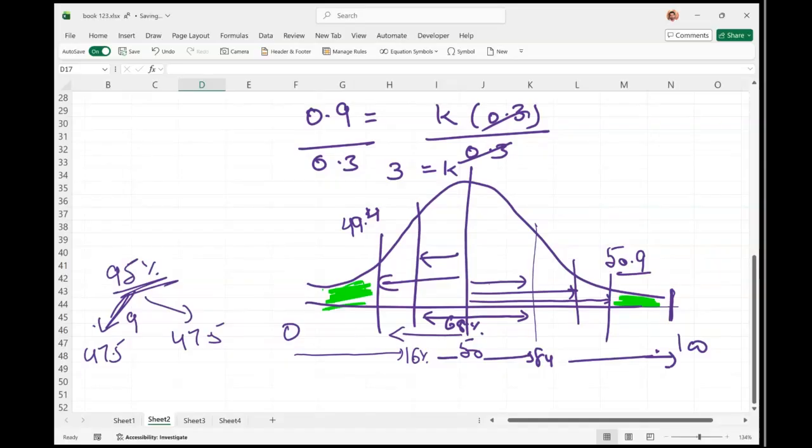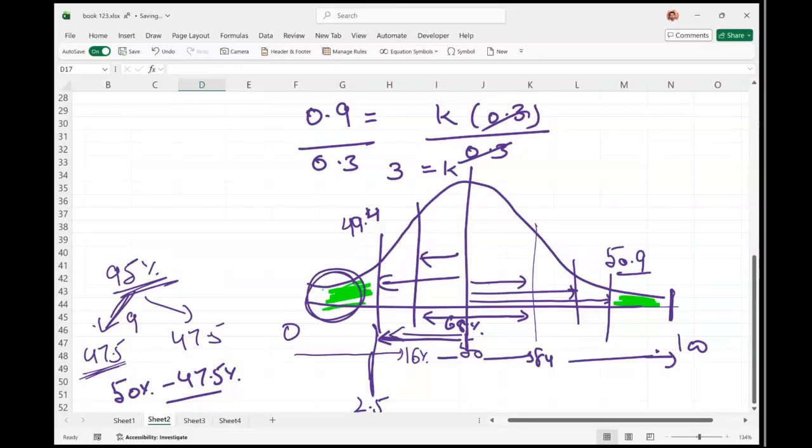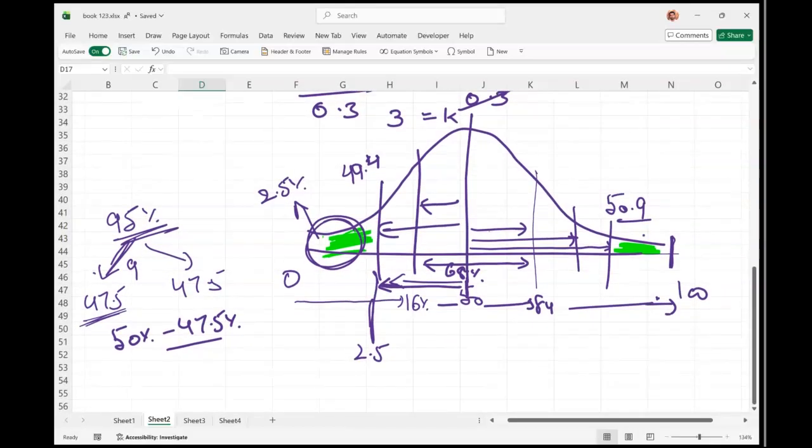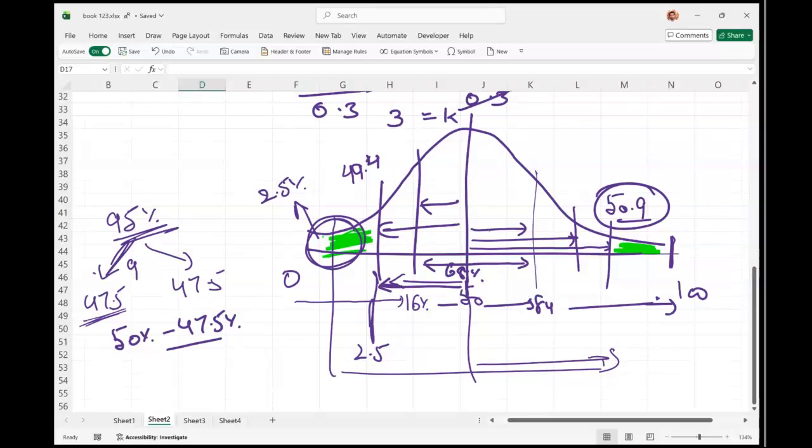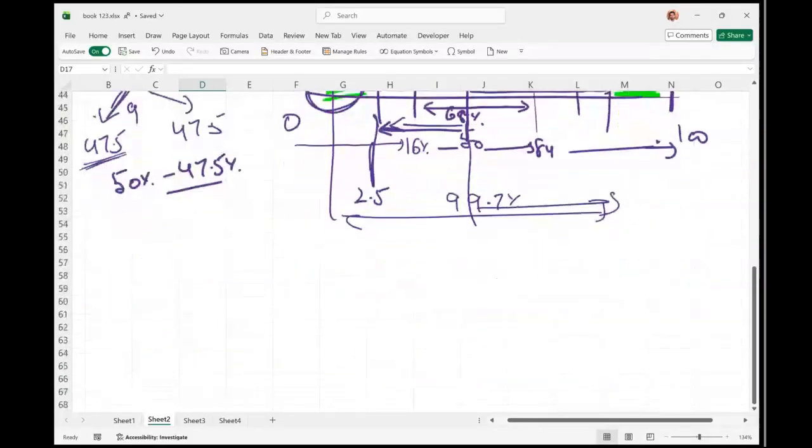So if you subtract 47.5 on the left hand side from 50, 50% minus 47.5%, because you are going backwards from 50 to the left hand side, that will give you 2.5%. So this is 2.5% of the data. On the right hand side it would also be 2.5%, but on the right hand side we have to calculate for 3 standard deviations. So what is the standard for 3 standard deviations? If there are 3 standard deviations, this will be 99.7% of the data, the middle 99.7.